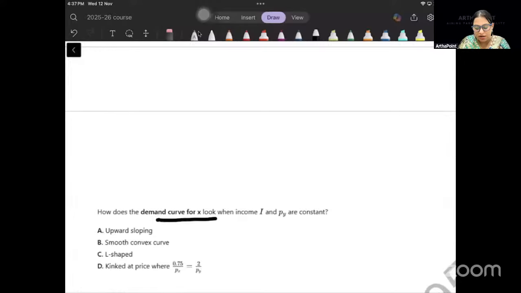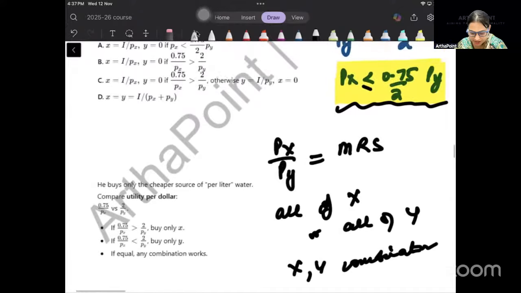How does the demand curve for x look when I and Py are constant? Very interesting question. Try to do this. How does the demand curve of x look when income and Py are constant? Let me check.